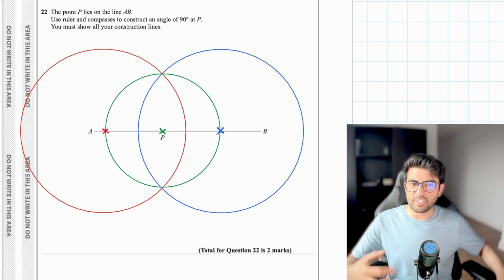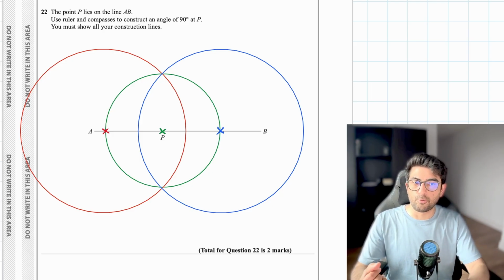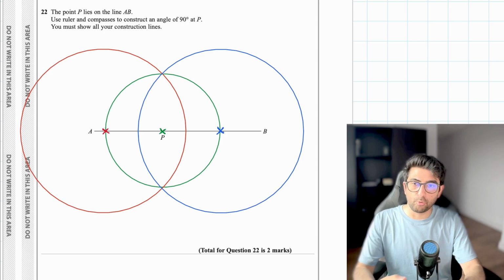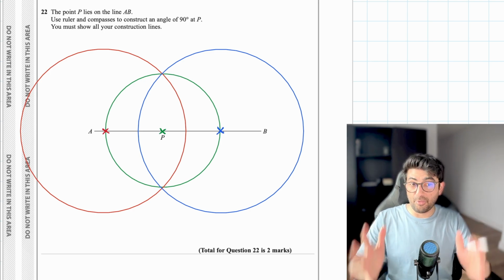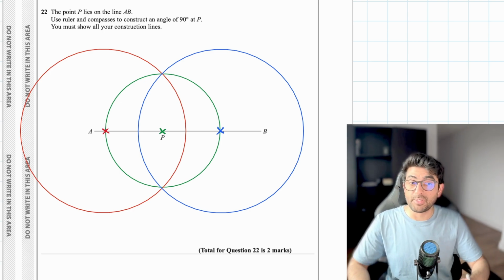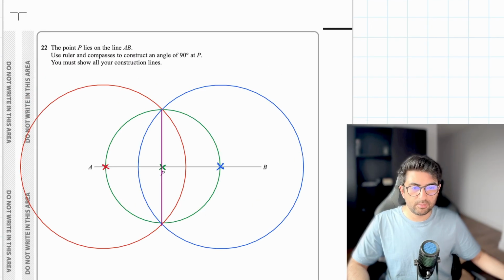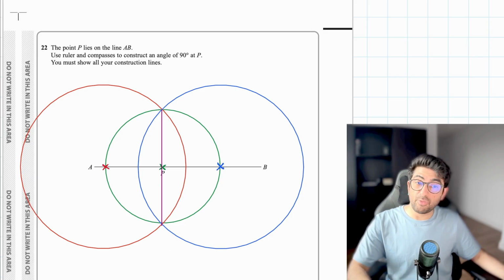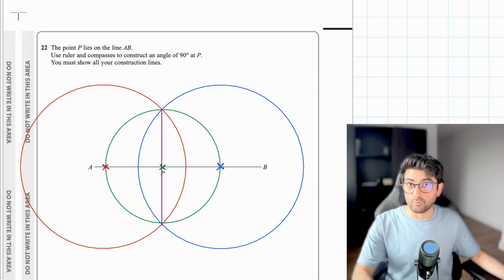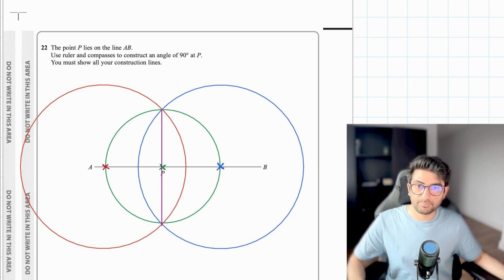We notice that we've got these points that cross now. Notice how the green, the red, and the blue cross at 2 points. That there, if we join those 2 points up, will create a perpendicular line to the other line. So let's join them up like that. What we have created is a 90-degree angle at P. And we leave those construction lines where they are. We don't rub them out because the construction lines are part of the working out.